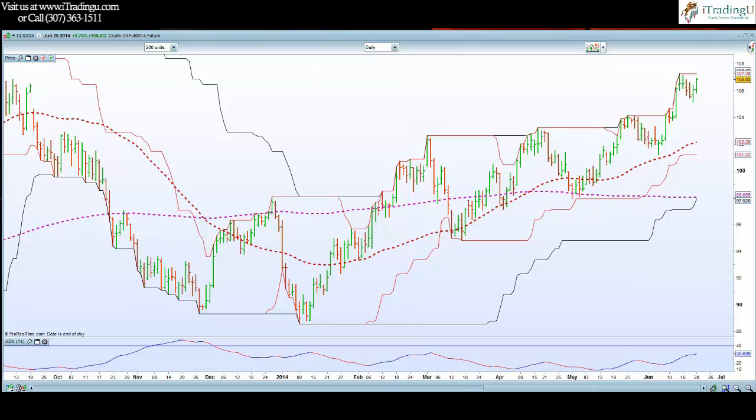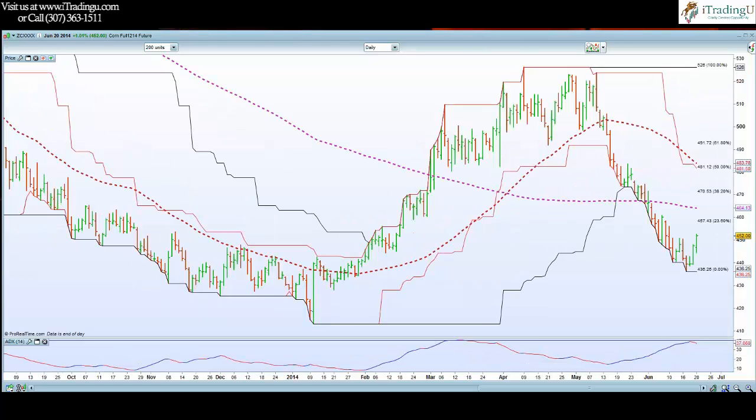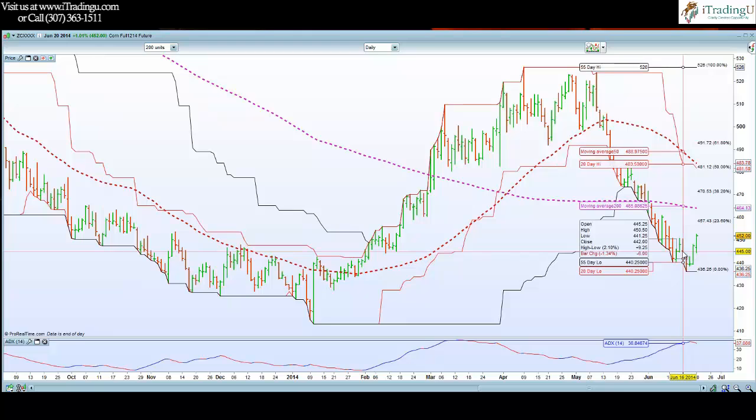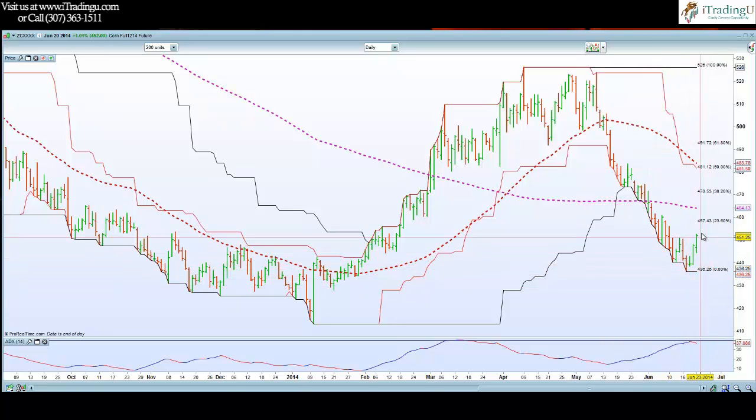All right, let's go over to some of the commodities markets. Let's look at the corn market. Now, corn has had a really big down move. We've seen that. And it's in a seasonal short period until the end of this month. So seasonality is against corn for the rest of this month.